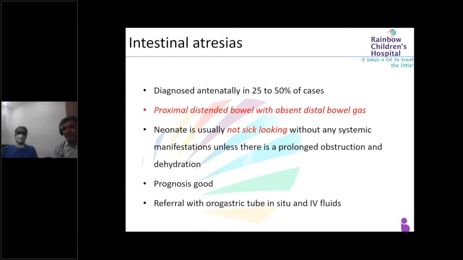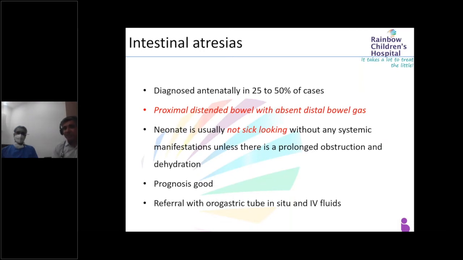So just to stress the fact that ileal atresias are quite common in the neonatal period. They usually present in the first few days of birth, from immediately after birth up to 5 to 7 days. They can be diagnosed antenatally by proximal distended bowel with absence of distal bowel gas. The neonate is usually not sick looking because the baby does not have features of sepsis, unless the baby has prolonged obstruction and dehydration, when the baby can present with features of shock or dehydration.